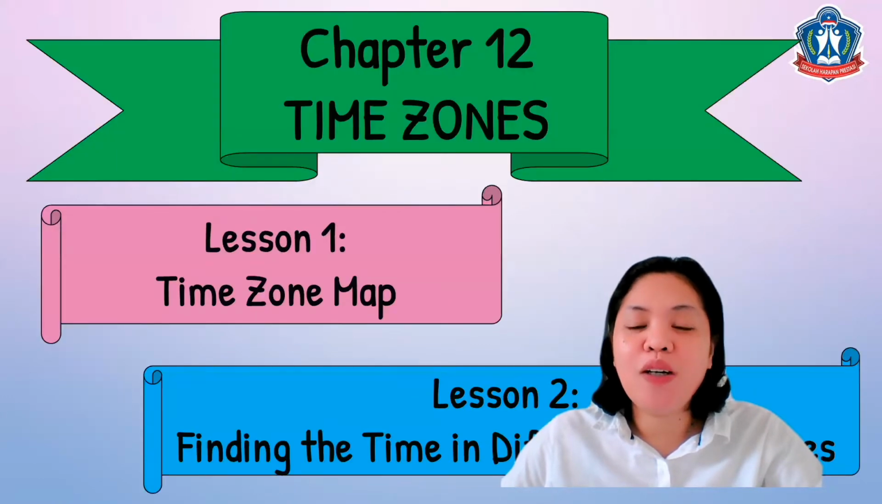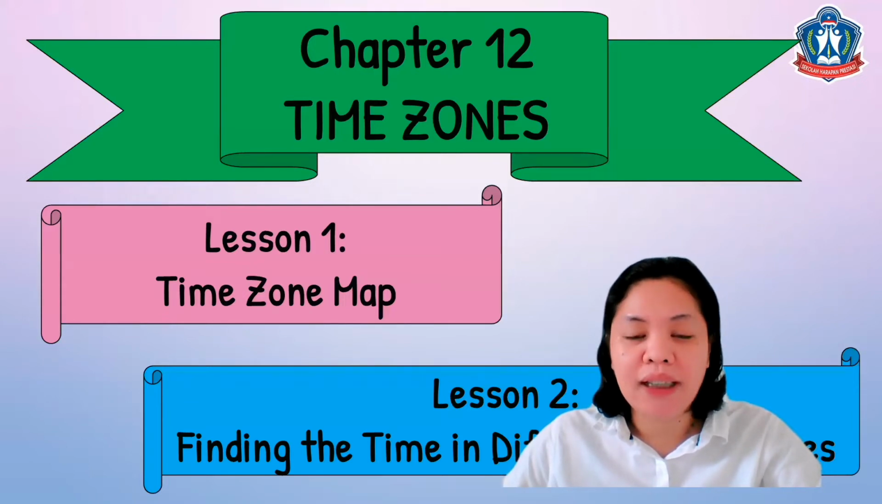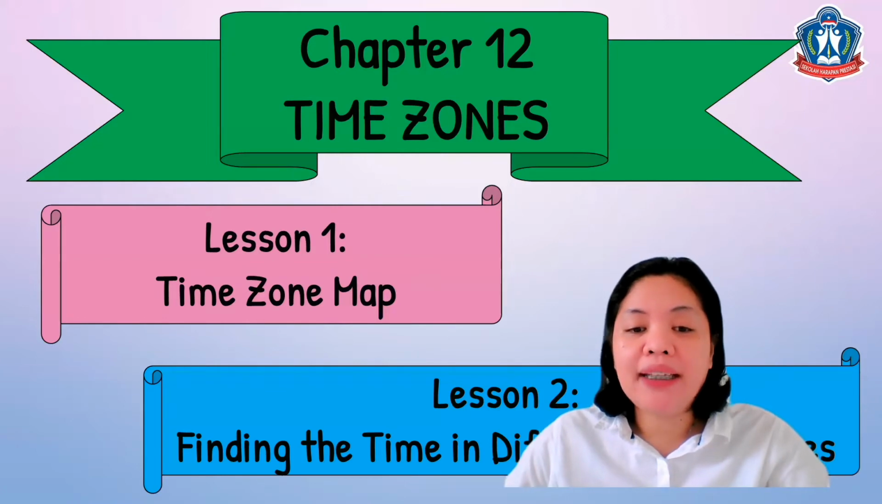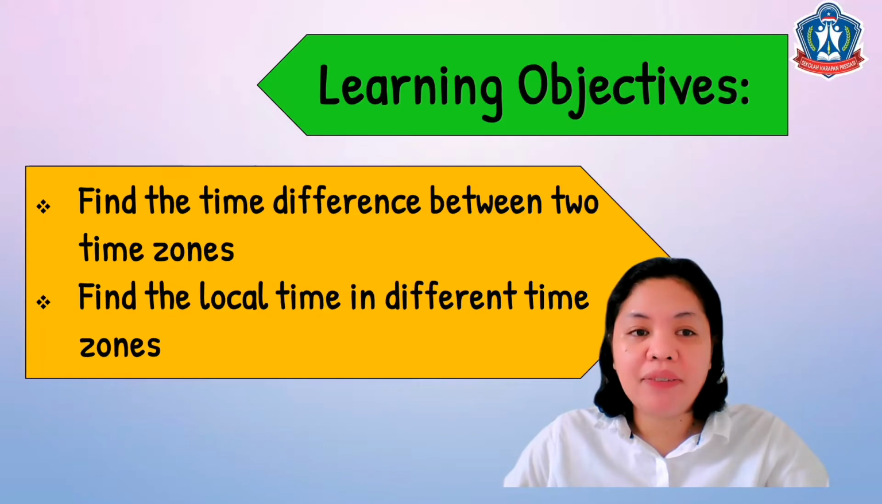In this video, you will learn new lessons, and it talks about time zones. So you will learn two lessons: the time zone map and finding the time in different time zones. The learning objectives for this lesson are to find the time difference between two time zones and to find the local time in different time zones.